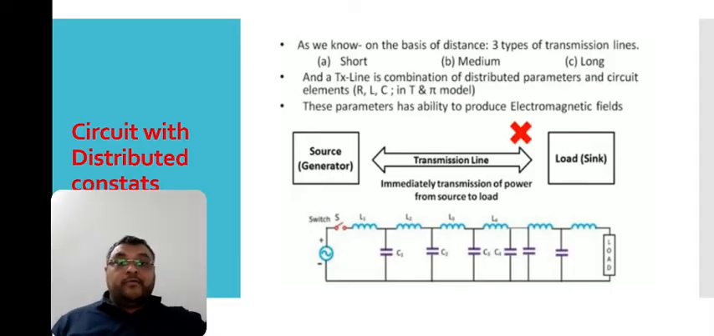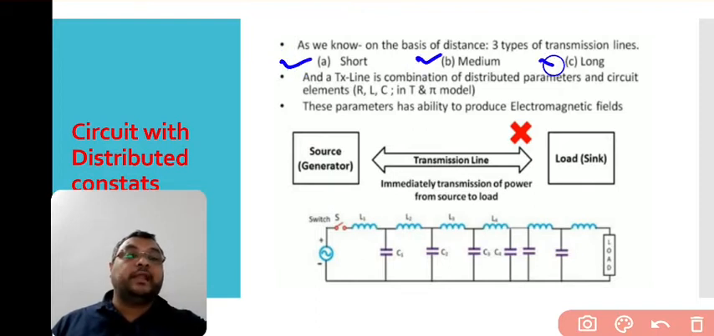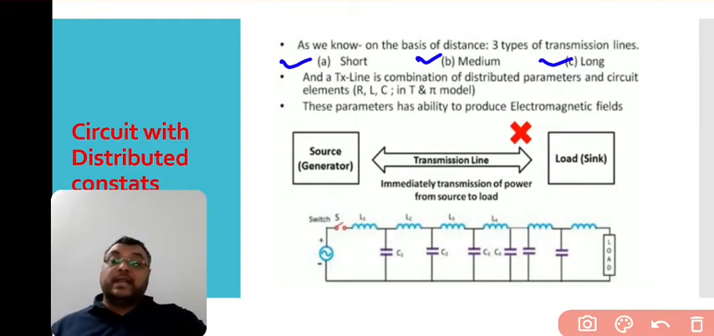Now, moving further, we will see the circuit with distributed constants. There are three kinds of transmission lines: a short transmission line, a medium transmission line, and a long transmission line. A transmission line is a combination of distributed parameters and circuit elements.